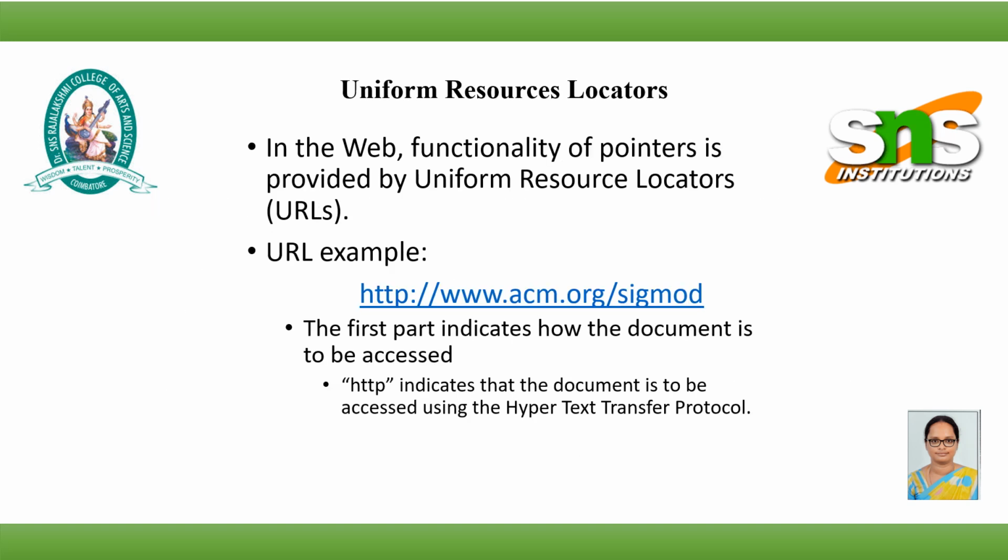Uniform Resource Locator. In the web, the functionality of pointers is provided by the uniform resource locator, or URL, for example http://www.acm.org. The first part indicates how the document is to be accessed. HTTP is the hypertext transfer protocol. If we are passing any values or information, or requesting something, it will be transferred using HTTP. Here we have given ACM, so that particular website is reached by using this URL.